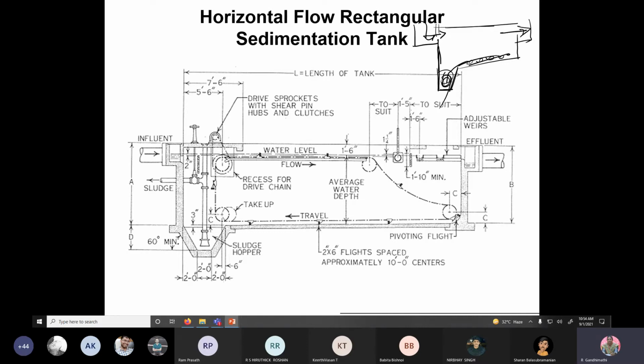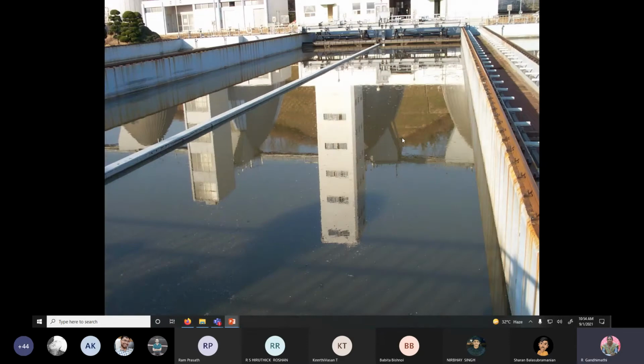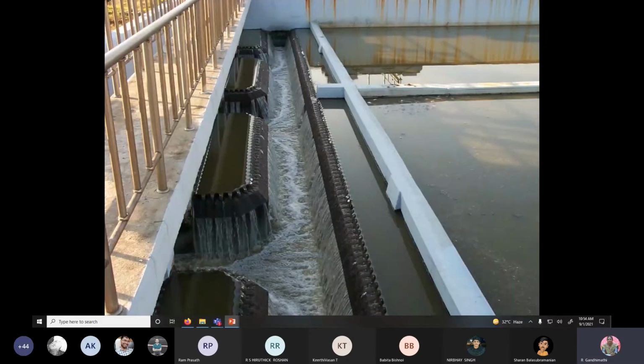Then you have to provide a gentle slope at the bottom in order to enhance the sludge collecting process. Maybe you have to provide the slopes at the bottom. You can see this is a rectangular type primary sedimentation tank. Here you can see this is the outlet.